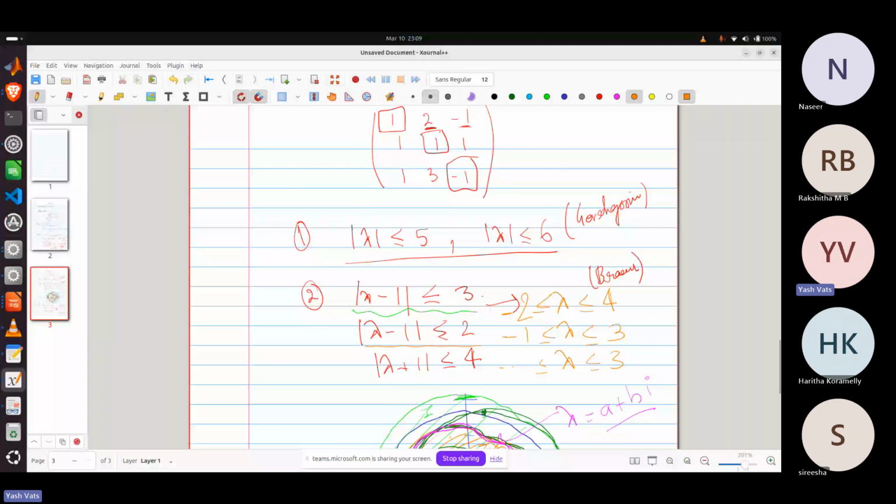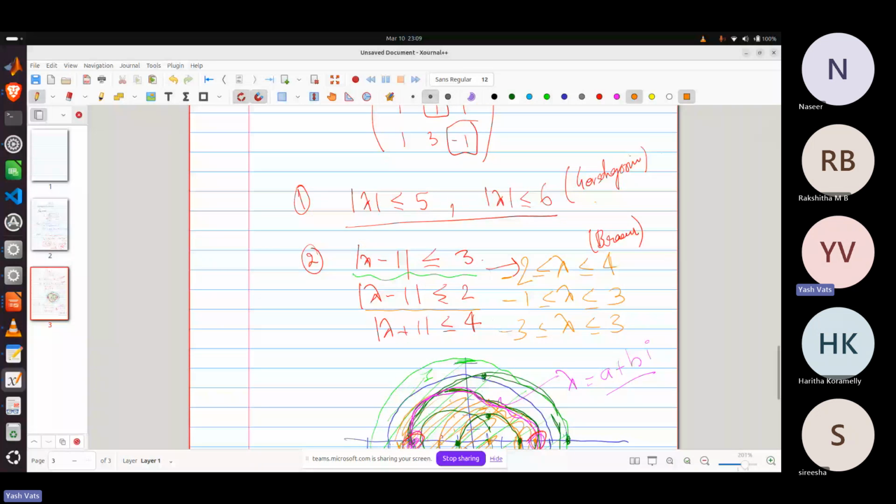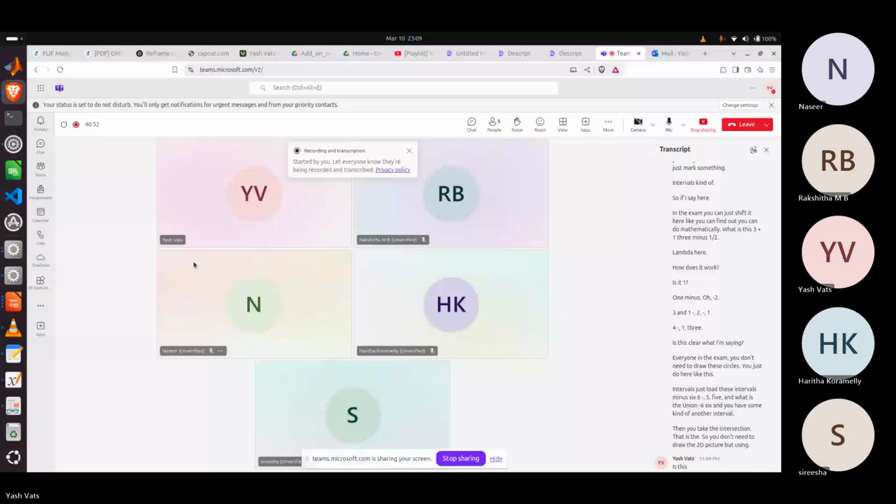In the exam, you don't need to draw these circles. You just do here like this. And just take the union of these two intervals. Just plot these intervals, -6, 6, -5, 5. Then what is the union? -6, 6. And you have some kind of another interval. Then you take the intersection. So you don't need to draw the 2D picture, 1D is fine. Is this clear? Okay. So that's the main thing.